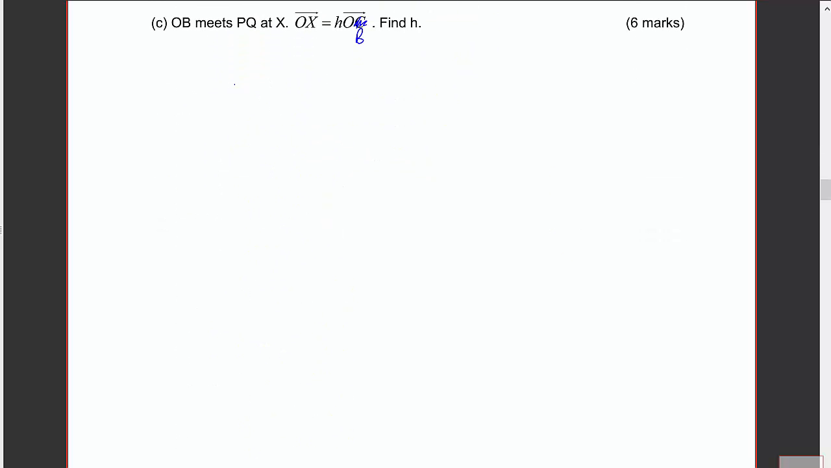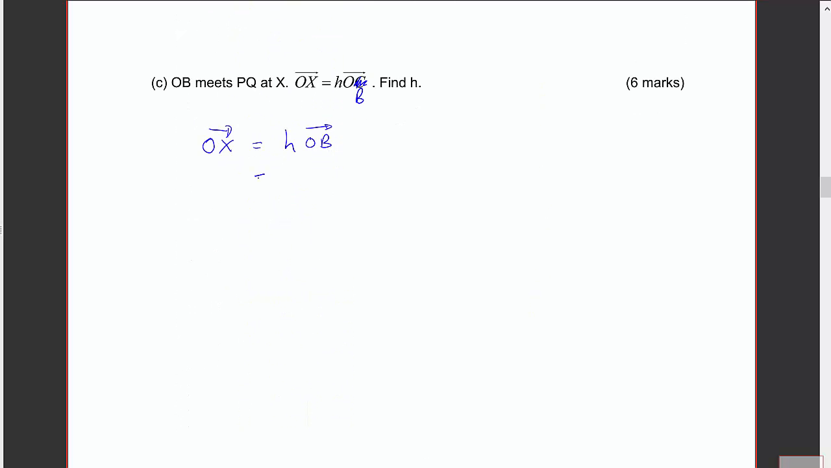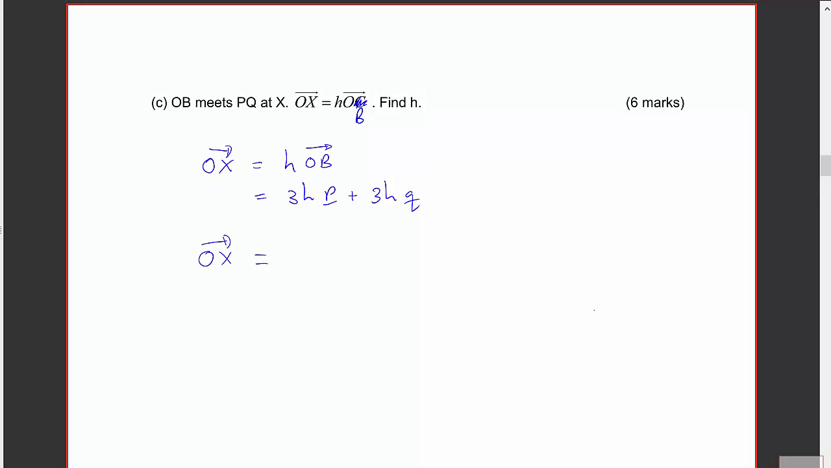So OX is equal to h OB, and we know that OB is 3p plus 3q. So it's going to be 3hp plus 3hq. Now let's think of another route to get to OX.